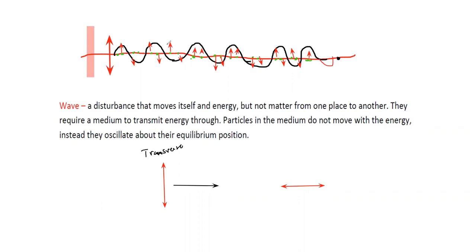But if the particles are vibrating parallel to the direction of the wave, that is, the particles are vibrating in the same direction in which the wave is traveling, then that wave is known as longitudinal. So a wave can be a transverse wave or a longitudinal wave.